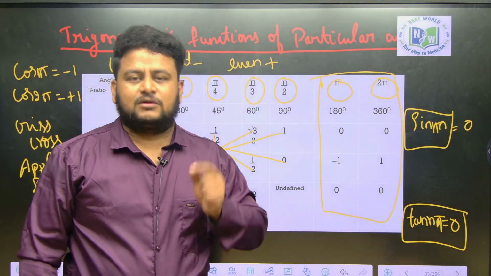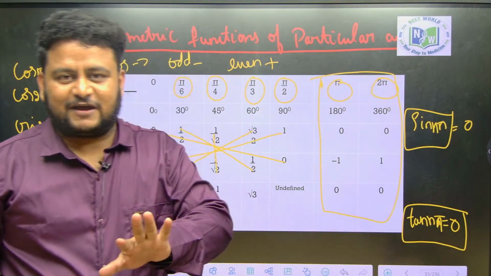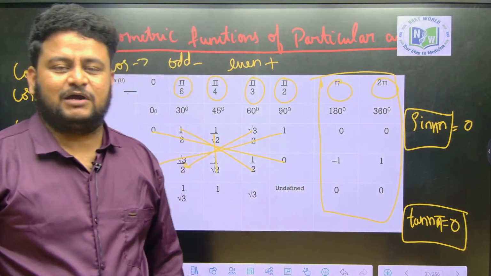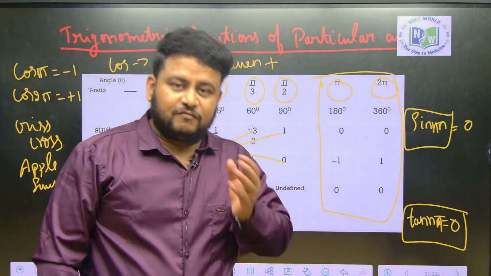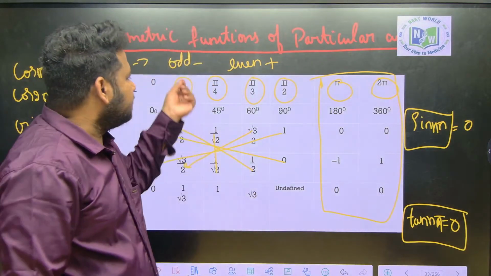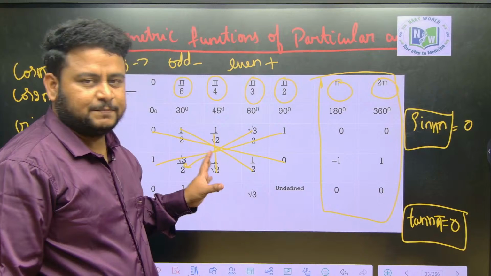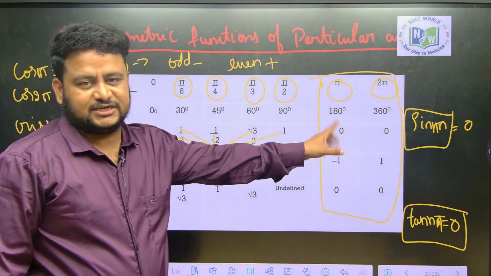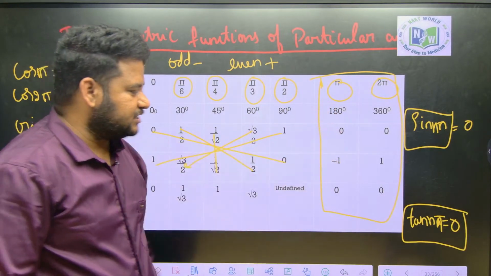Odd pi means what? Cos pi, cos 3 pi, cos 5 pi, cos 7 pi, the value will be equal to what? Minus 1. So when it comes to even pi, cos 2 pi, cos 4 pi, cos 6 pi, the value will be equal to what? Plus 1. So this is the thing you have to remember when it comes to 180 degree, 360 degree, all these things. Clear friends? So let us proceed further.